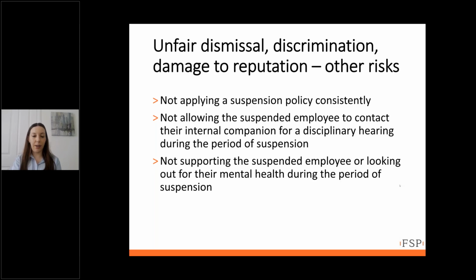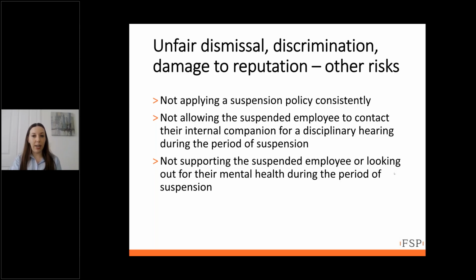But there are also particular risks that I wanted to highlight separately, and examples that might increase the risk of an unfair dismissal and a discrimination claim potentially. So the first one, if the employer has a suspension policy or any policy at all covering suspension, then this needs to be applied consistently from one employee to another. Otherwise, there'll be an increased risk of a discrimination claim, particularly if an employee has a protected characteristic and they feel that they've been treated less favourably because of this protected characteristic and the way in which the policy has been applied to them specifically.